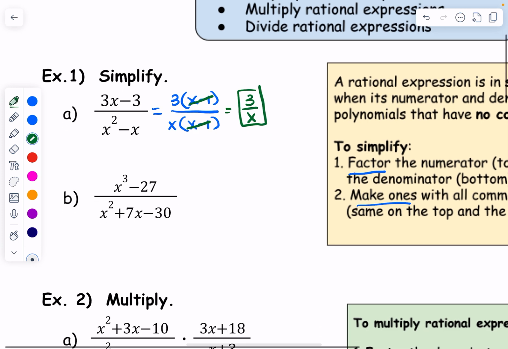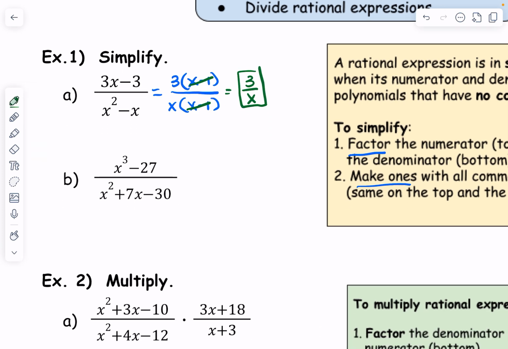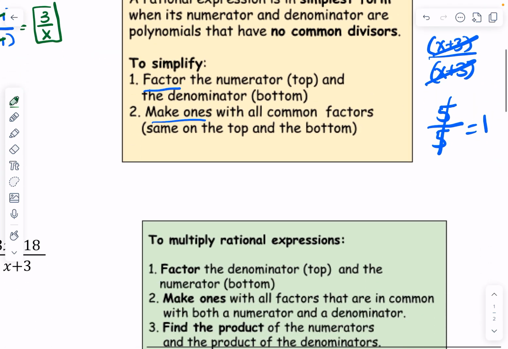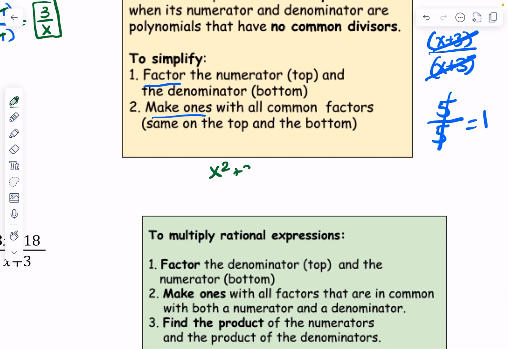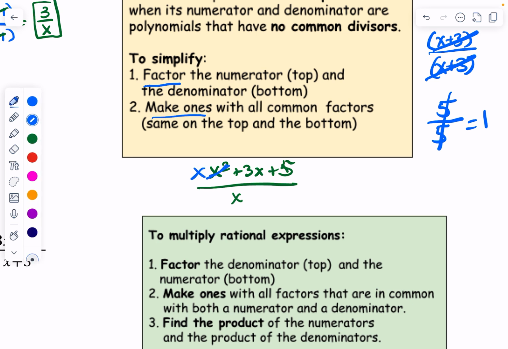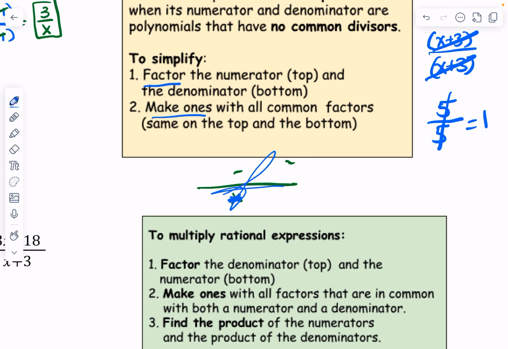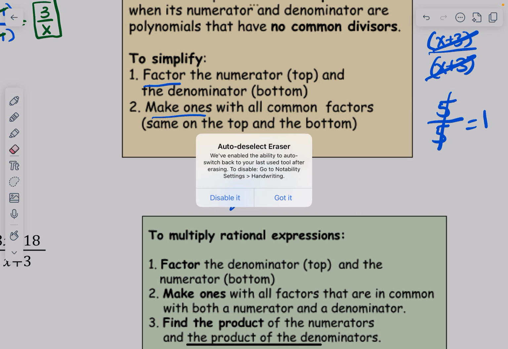Now remember, you cannot take out things unless they're common to everything. Let me give you an example. If I have x squared plus 3x plus 5 and I have an x on the bottom, I cannot take this x and that x, because this is part of a sum. If anything's part of a sum or a difference, you need to take it from all three terms. So in this situation, we couldn't have taken an x out because it wasn't in all three terms. Okay, let's move on.